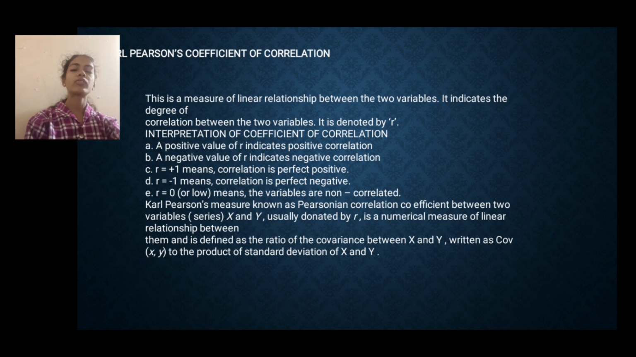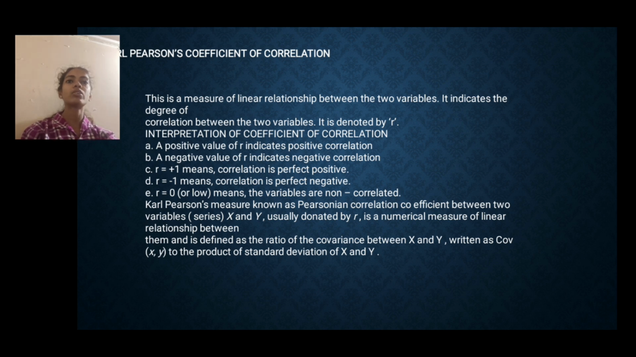Karl Pearson's coefficient of correlation. This is a measure of linear relationship between the two variables. It indicates the degree of correlation between the two variables, denoted by r. Interpretation of coefficient of correlation. A positive value of r indicates positive correlation. A negative value of r indicates negative correlation. r equal to plus 1 means correlation is perfect positive. r equal to minus 1 means correlation is perfect negative. r equal to 0 or low means the variables are non-correlated.